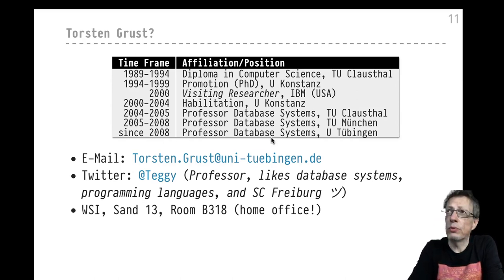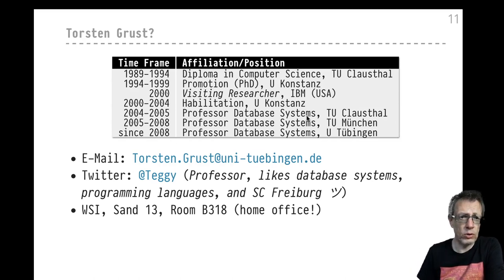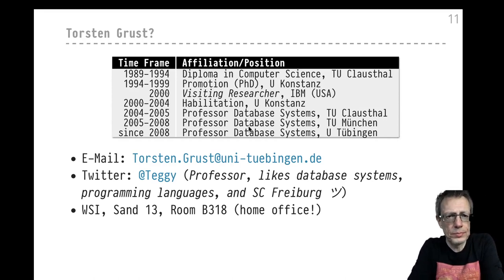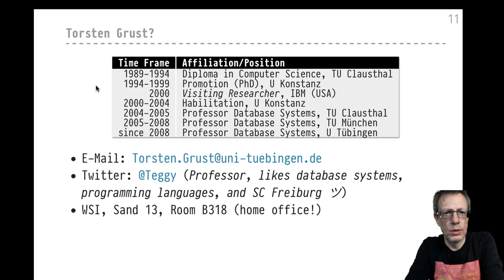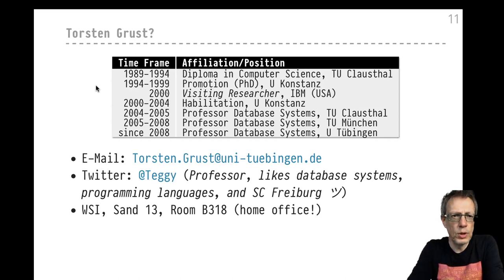I'm a professor of database systems. I have been for some time at TU Munich and at TU Clausthal and at University of Konstanz, where I did my habilitation and my promotion to PhD. I have been with IBM before, working on the internals of DB2, a system that's still around, and a relational database system that's one of the most successful and largest around.